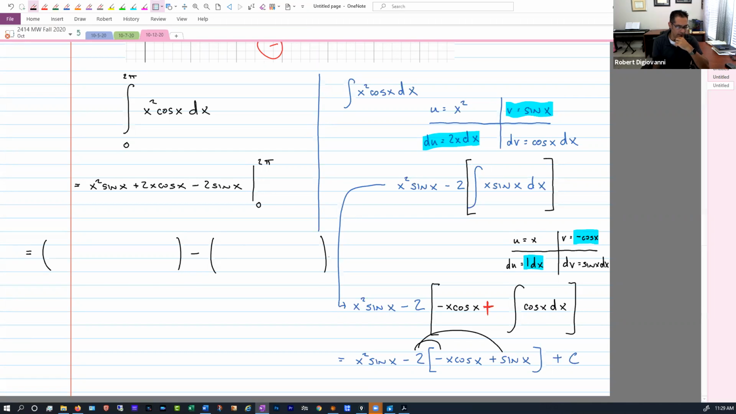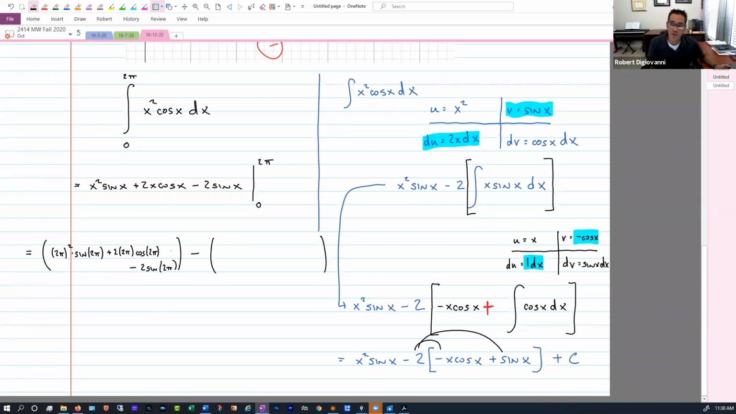So what about plugging in 2 pi? 2 pi goes in for x in the first one, so that's (2 pi) squared times sine of 2 pi, plus 2 times 2 pi times cosine of 2 pi, I'm going to run out of room, minus 2 sine of 2 pi.